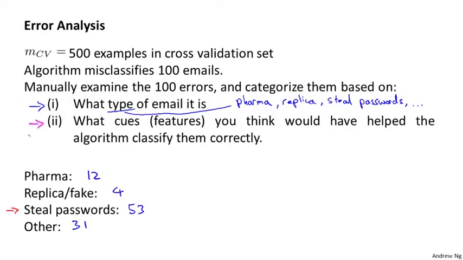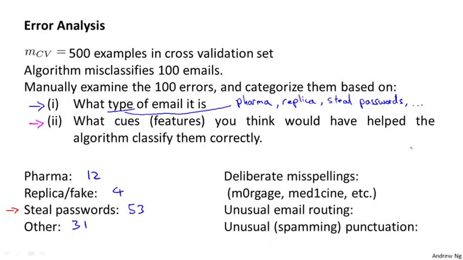And also what I might do is look at what cues or additional features might have helped the algorithm classify the emails. So let's say that some of our hypotheses about features that might help us classify emails better are trying to detect deliberate misspellings versus unusual email routing versus unusual, spammy punctuation, such as if people use a lot of exclamation marks. And once again, I would manually go through and let's say I find 5 cases of this and 16 of this and 32 of this and a bunch of other types of emails as well.